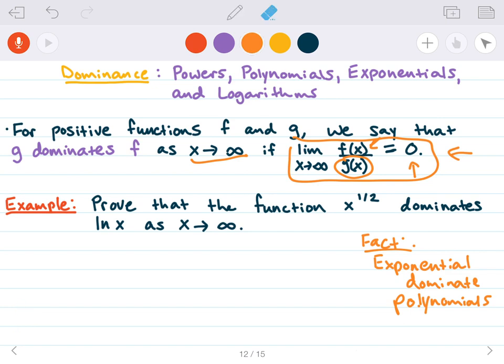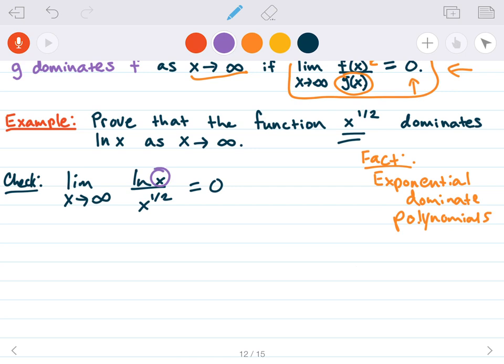And we can use L'Hopital's rule to prove dominance easily. So we want to prove that the function x to the 1/2 dominates ln of x as x goes to infinity. What we're checking here is the limit as x goes to infinity. Now, what's dominating? It's our denominator. We want to prove that this is equal to 0, and we're going to use L'Hopital's rule to do it. If we plug in infinity here, we end up getting infinity over infinity, ln of infinity over infinity to the 1/2, which is indeterminate form.